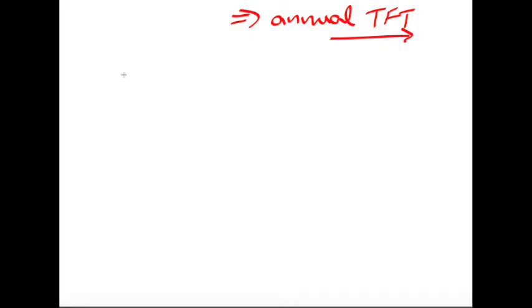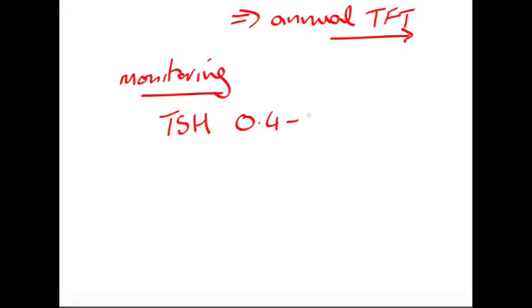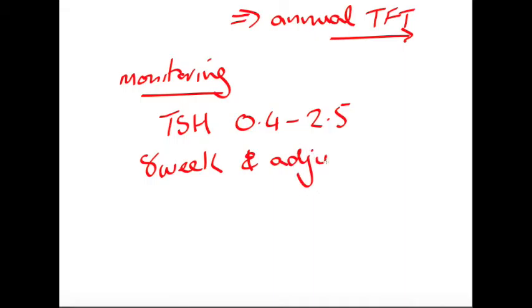In terms of monitoring the thyroid condition, the aim of monitoring is to make the patient feel better, but also to try and achieve a TSH level in the lower range, which is between 0.4 to 2.5. It's worth measuring the thyroid levels 8 weeks after you first initiate thyroxine tablets and adjust the dose accordingly depending on what the result of the TSH is.